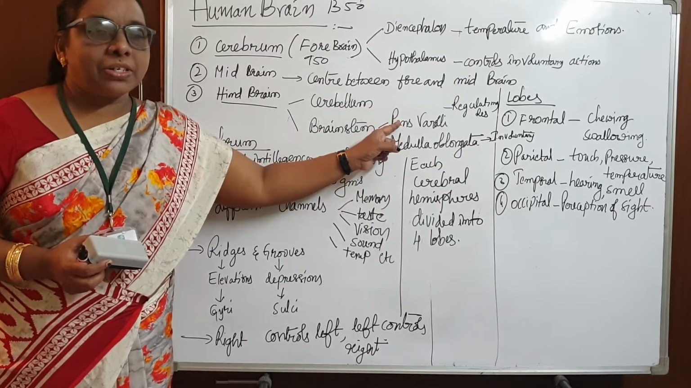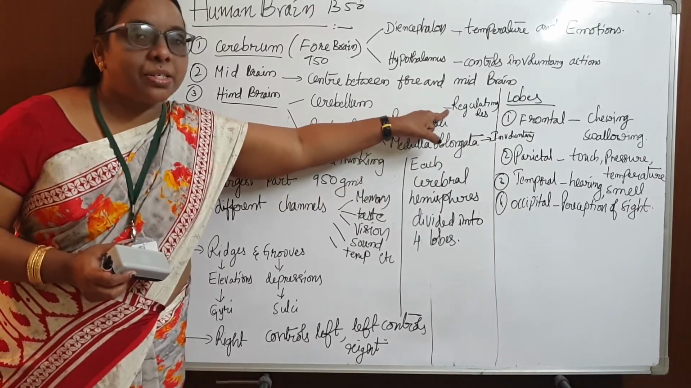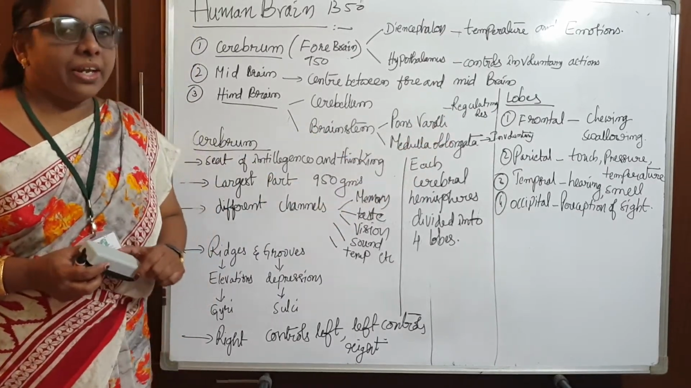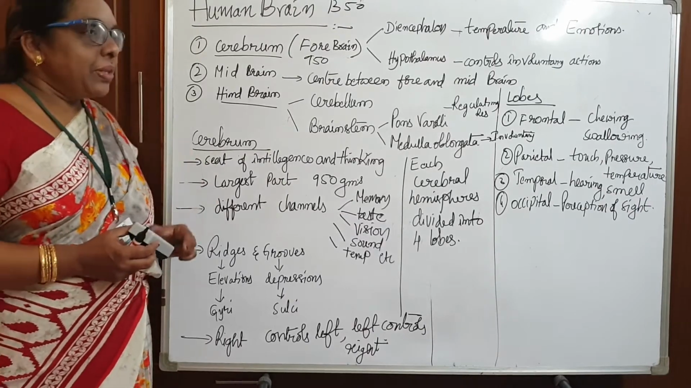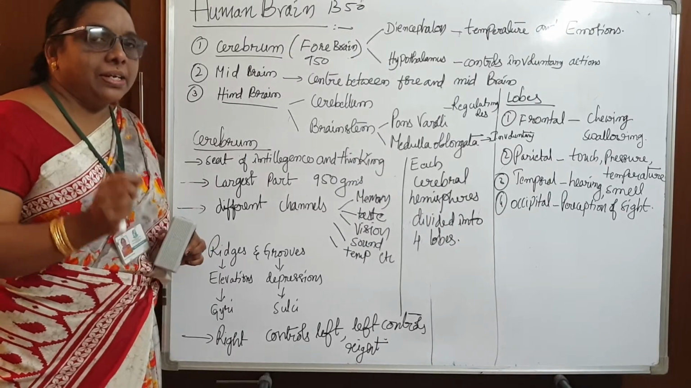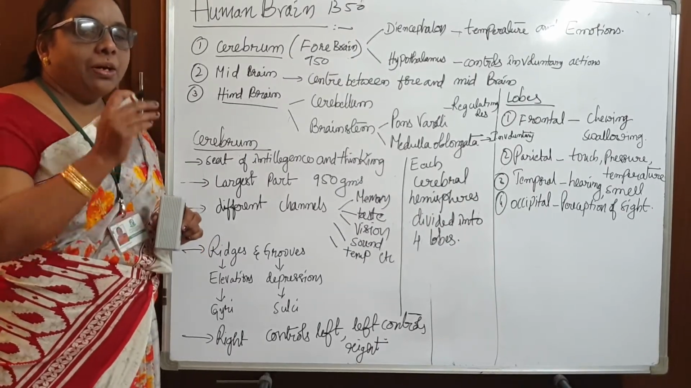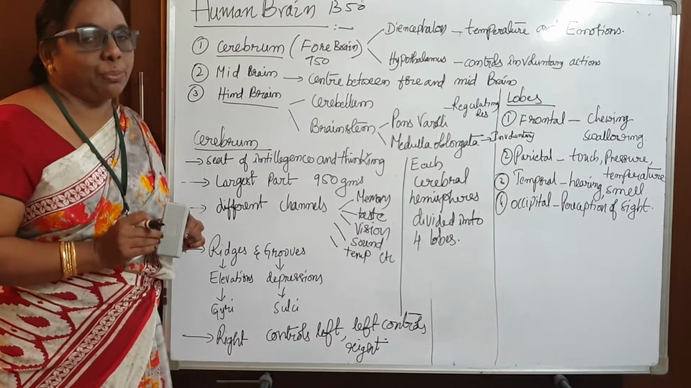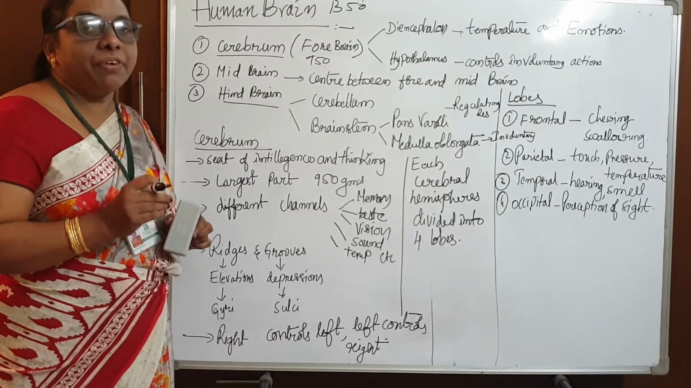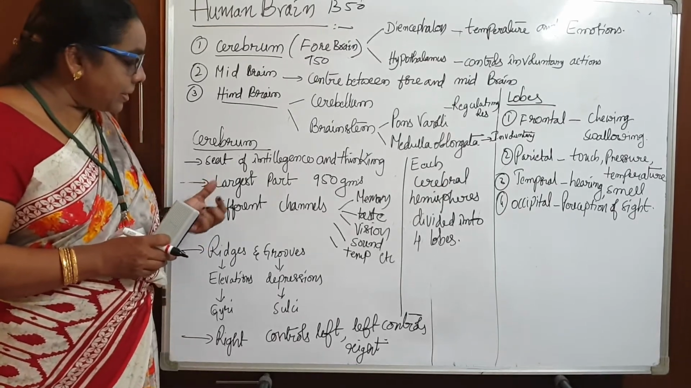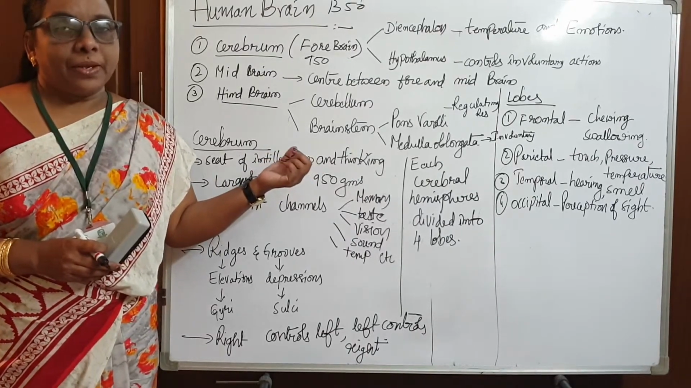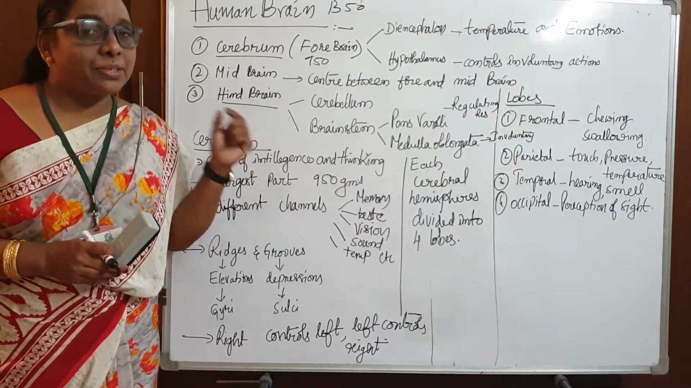The main function of the pons varolii is that it regulates respiration, and the medulla oblongata controls all the involuntary actions. Now we will discuss one part. The first part is the cerebrum. Out of all three parts, the cerebrum is the largest, and its weight, as already said, is 950 grams. The cerebrum is the seat of intelligence as well as thinking. About this I gave one example in the last class.